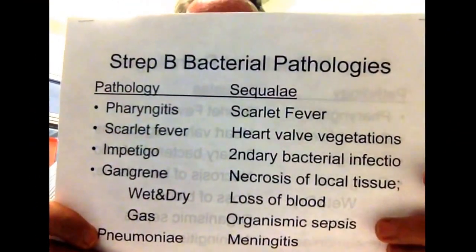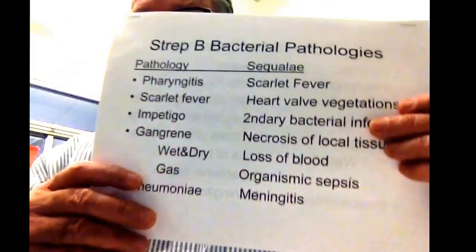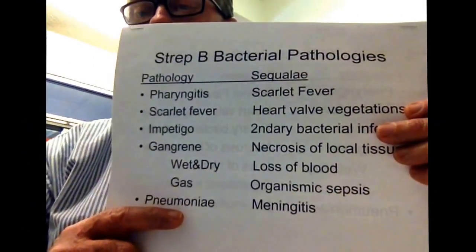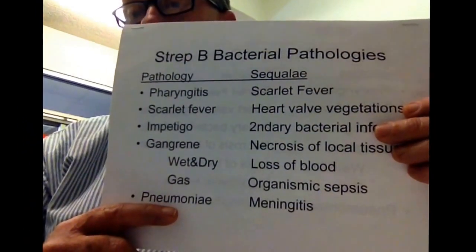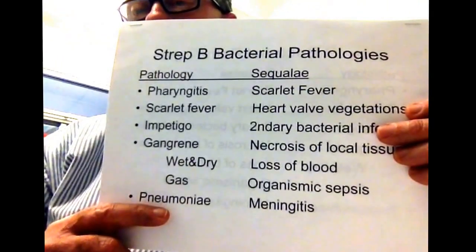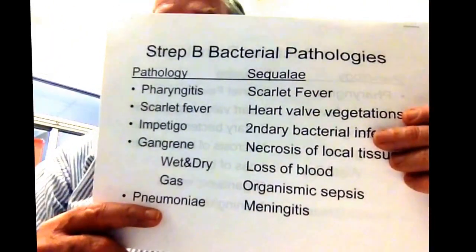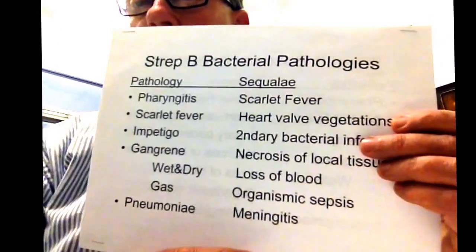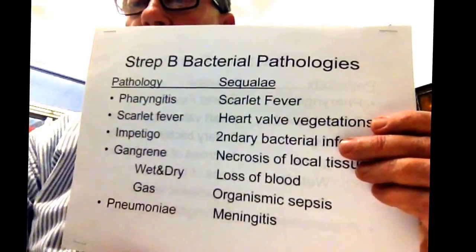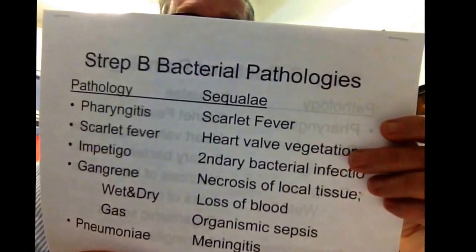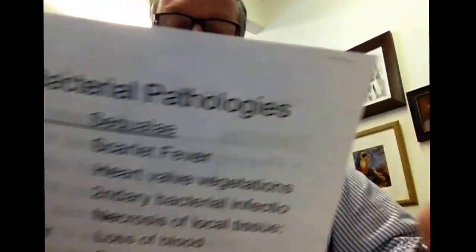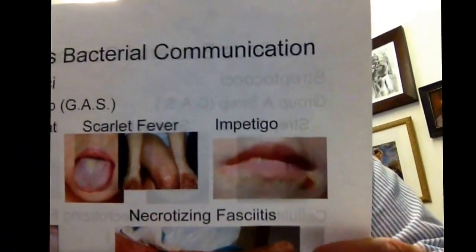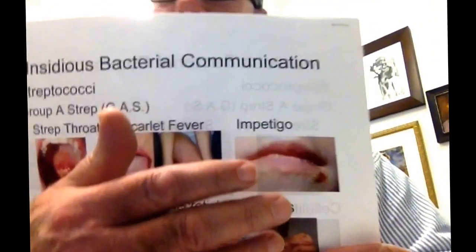I won't go through all of these at this point, but I shared with you that there are certain conditions that can cause pneumonia in the immunocompromised, and a sequel to a pneumonia can be meningitis, where the infection spreads to the lining of the spinal cord and brain, the central nervous system. Now we pick up here also Streptococcus group A.